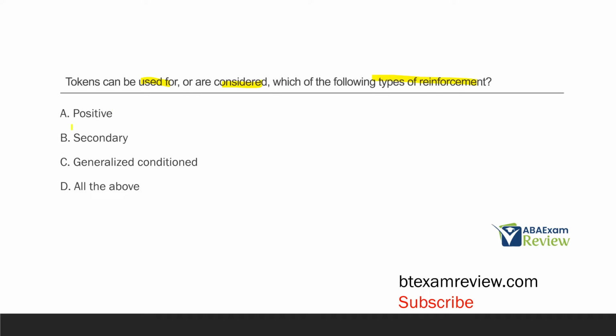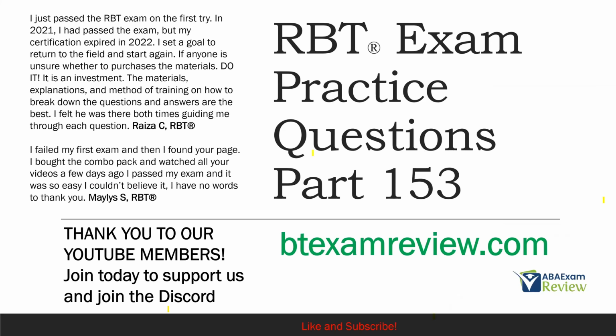What types of reinforcement? A, positive. Can tokens be used for positive reinforcement? Absolutely. B, secondary. Are tokens secondary or primary? Well, primary is unconditioned, secondary is conditioned. Tokens are conditioned or secondary. And can tokens be generalized conditioned reinforcers? Absolutely. You can use them in a variety of situations. So tokens can be positive, be secondary, and they can be generalized conditioned. So tokens can be D, all the above.